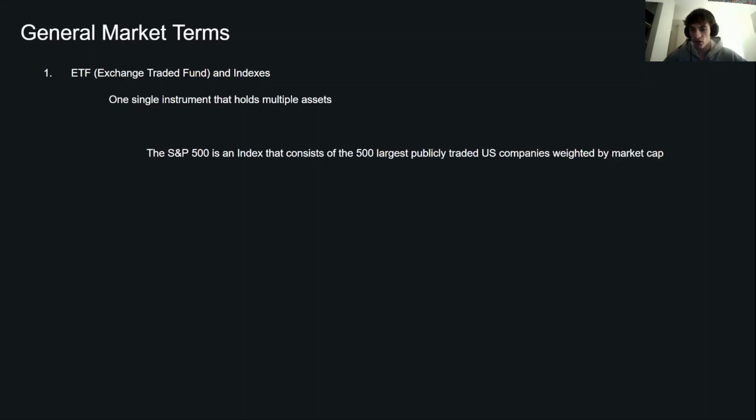So the S&P 500 is an index that consists and tracks the 500 largest publicly traded U.S. companies, and this is weighted by market cap. And we'll go over what market cap is a little bit later, but that's what the S&P 500 is. And then QQQ is an ETF that consists of the 100 largest non-financial US companies. So you can think of ETFs as more of a basket of stocks or more of a portfolio that you're investing in. And then the S&P 500 or general indexes is more just tracking the market.